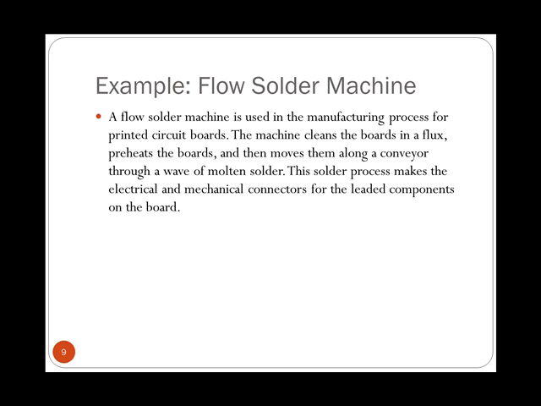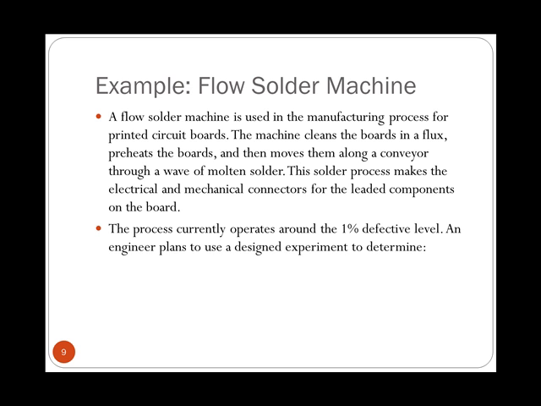Let's look at an example. A flow solder machine is used in the manufacturing process for printed circuit boards. The machine cleans the boards in the flux, preheats the boards, and then moves them along a conveyor through a wave of molten solder. This solder process makes the electrical and mechanical connections for the leaded components on the board.